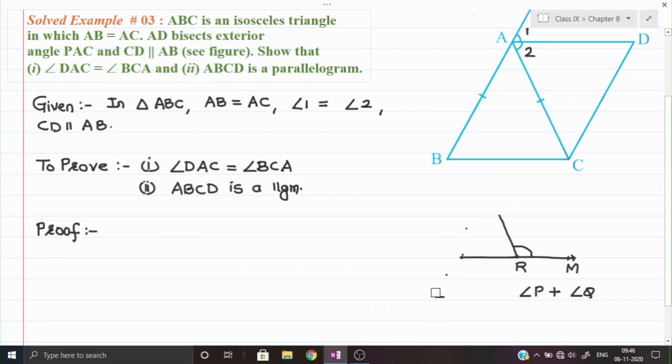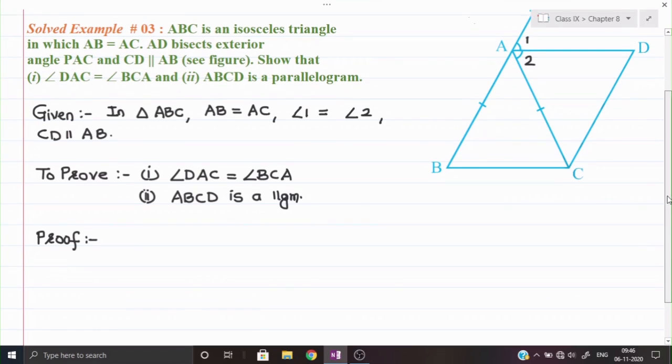First of all, let me rub this one and then we can start the proof. These examples are very ideal and a little bit difficult also. Okay, so these examples may come in the examination for 3 to 4 marks. So let us see now how we can start the proof over here.